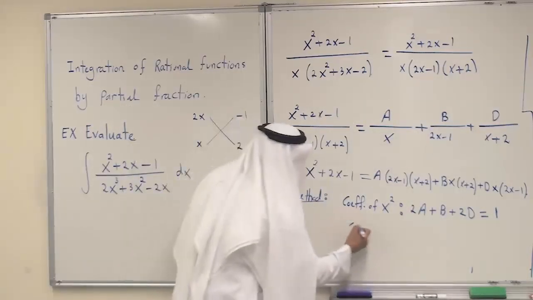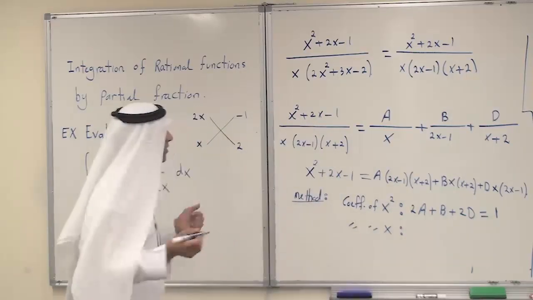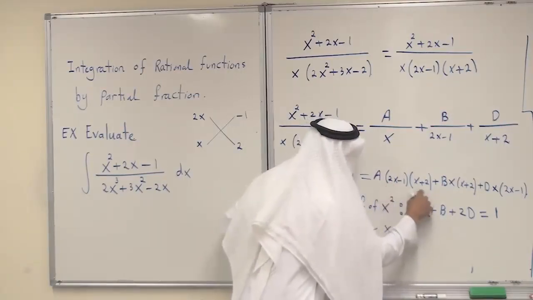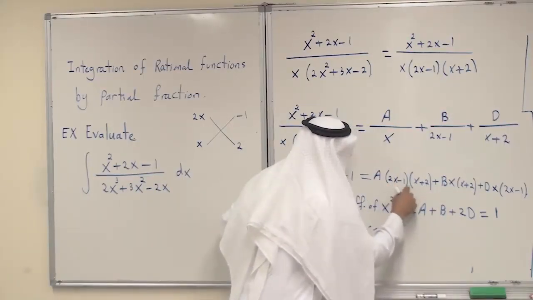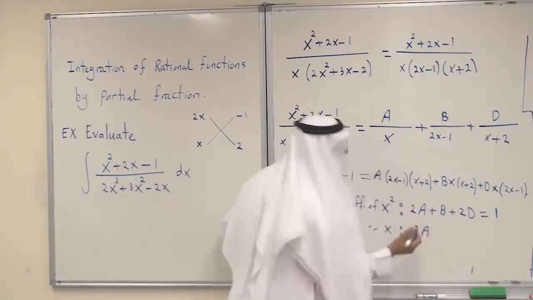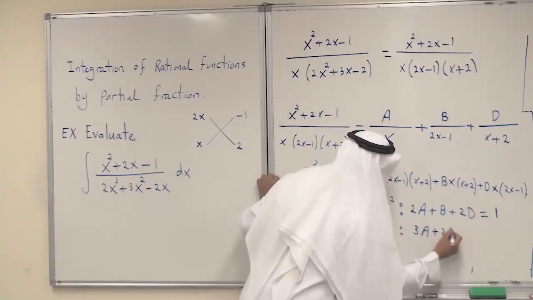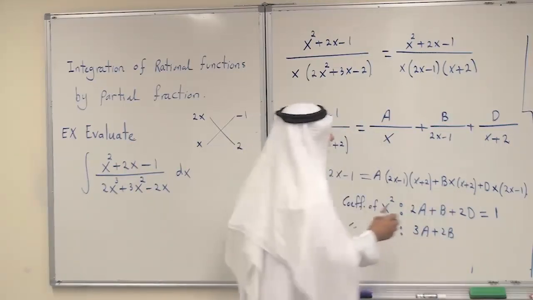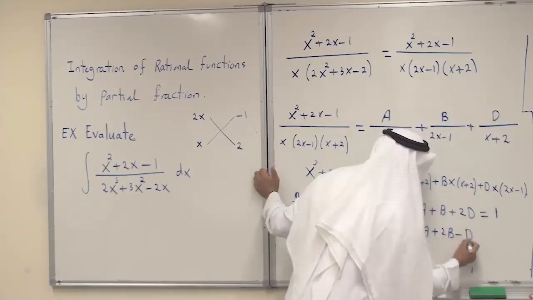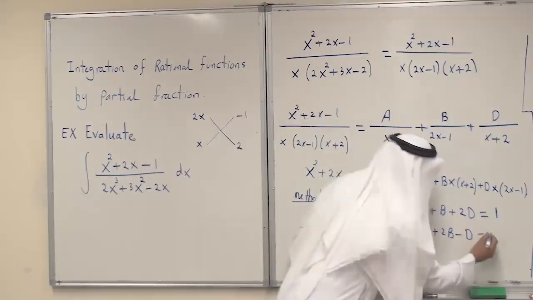Second equation will be the coefficient of x. What is the coefficient of x here? You can say 2 times 2, that is 4, minus 1, that is 3, times a, that is 3a. Coefficient of x here is just plus 2b. And finally, the coefficient of x here came from here, so this is minus d, is equal to. What is the coefficient of x on the left? It's equal to 2. Fine.